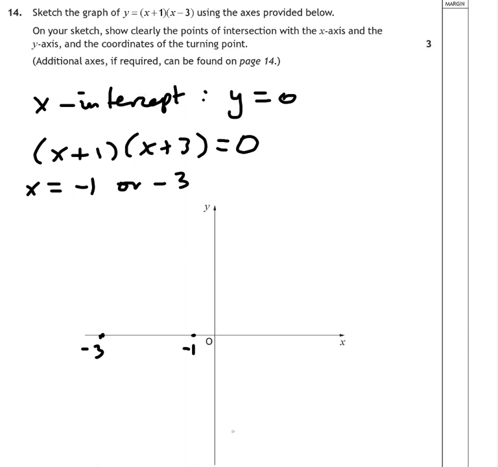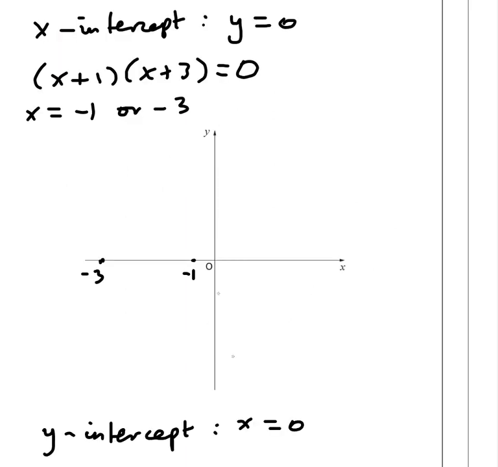And we also need the turning point. To get the turning point, you can just find the midpoint of the x-intercepts to begin with. So the midpoint would be -3 plus -1 over 2, and that would be -4 over 2, so -2. I'll just put the y-intercept as well.